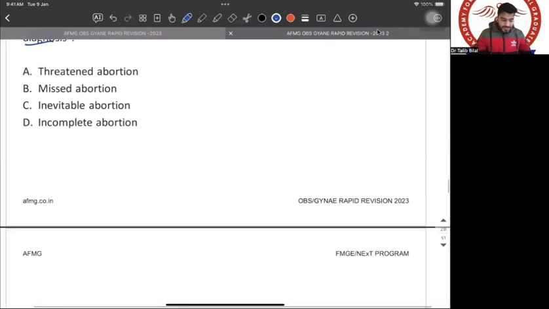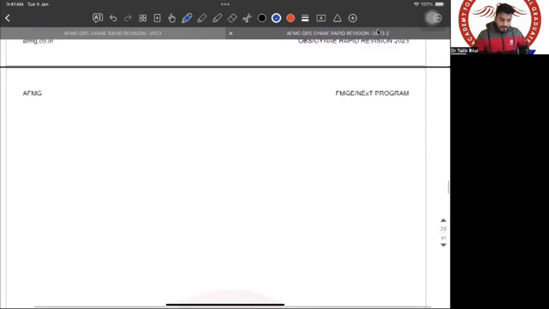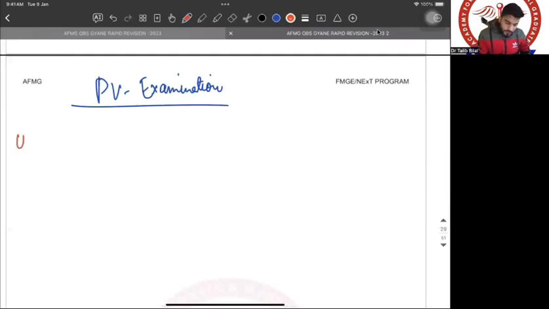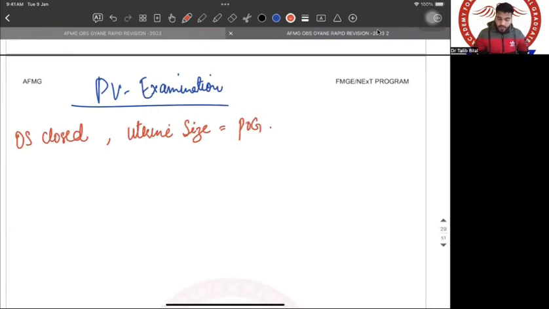So let's discuss the PV examination findings. If the os is closed and the uterine size is equal to the period of gestation, that means everything is normal.